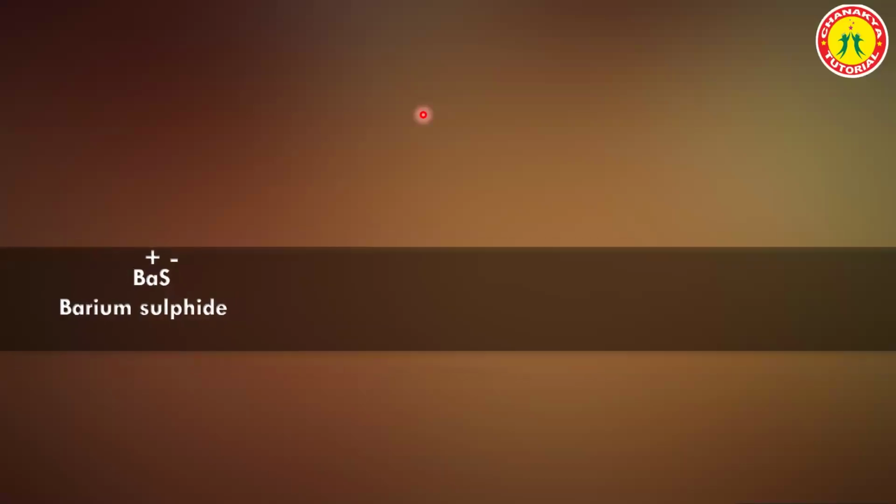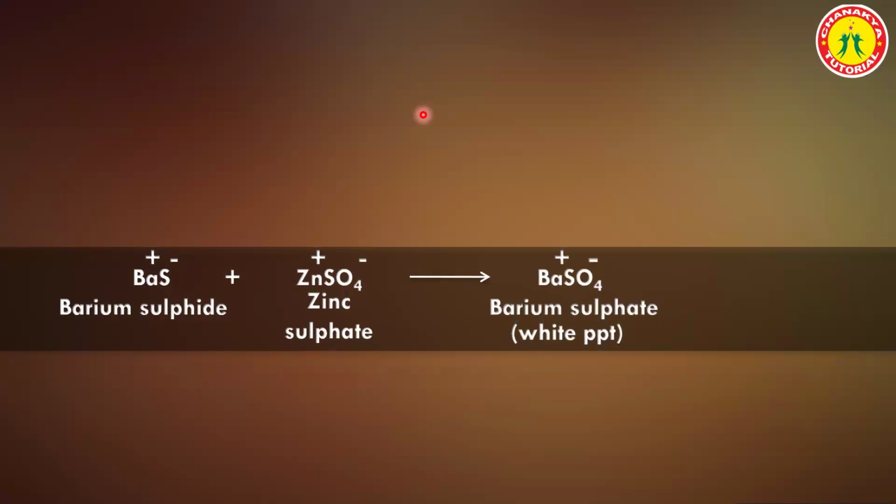Another example can be barium sulfide reacting with zinc sulfate, changing into barium sulfate with zinc sulfide. This downward arrow indicates that a precipitate is formed. For an upward arrow, it indicates that there is evolution of gas. But the downward arrow indicates that a precipitate is formed.